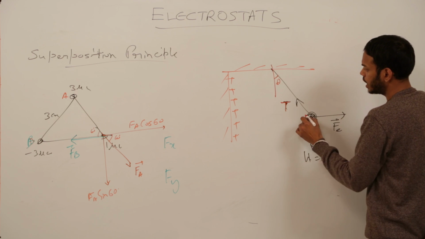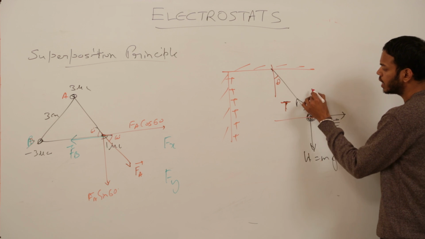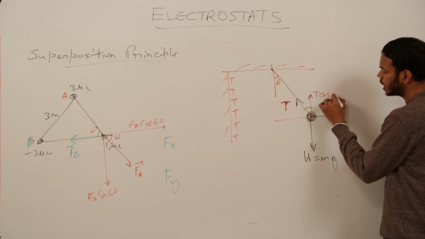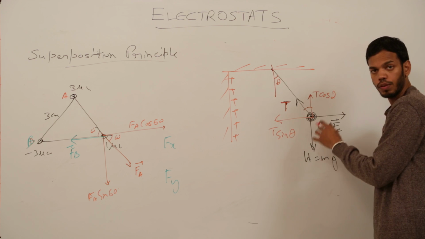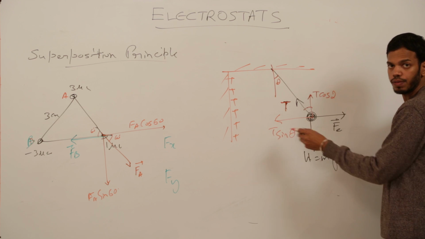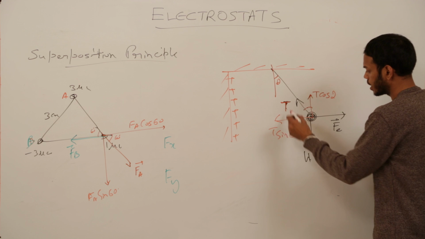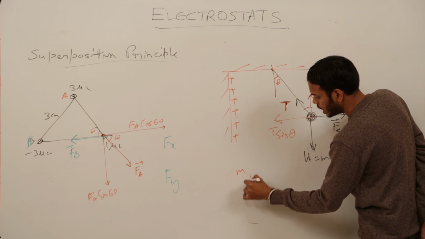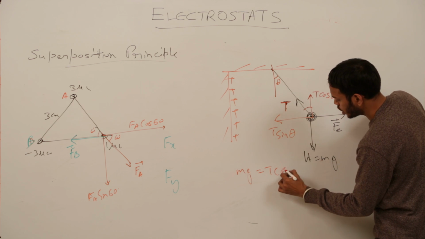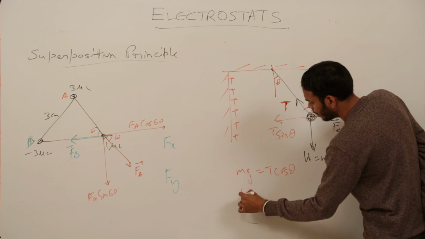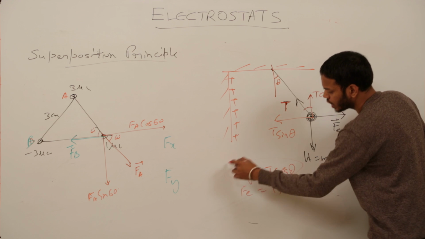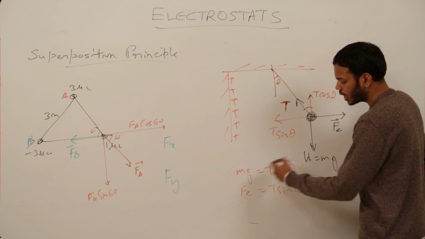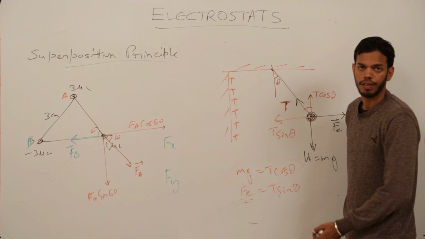Instead of doing all that, a simpler form is to take the components of T. Let this angle be theta. That means this angle would be theta. This will become T cos theta, and this will become T sin theta. Now, since the ball is in equilibrium, equalize the balancing forces. So that gives mg equal to T cos theta, and the electrostatic force is T sin theta. From this equation, take out the value of T, put it in the other equation, and find the value of F.